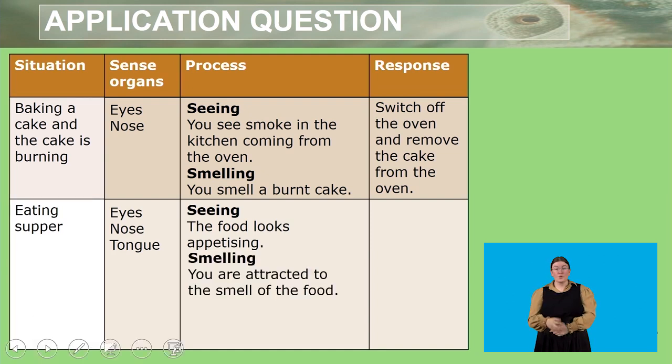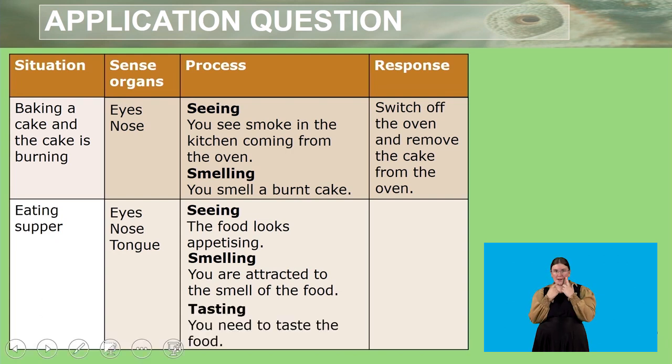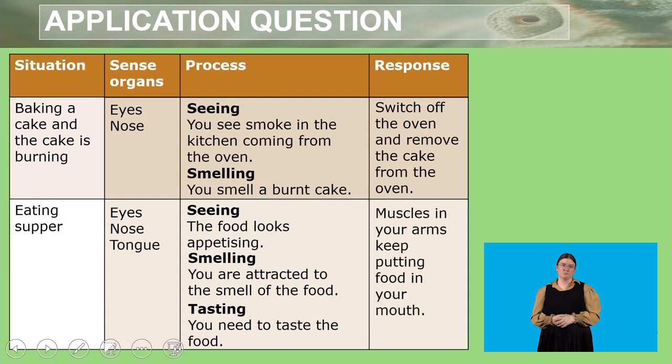Your nose will be attracted to the smell of the food. And then your tongue will be involved in the process of tasting. You will have to taste the food and determine if it tastes nice or not. And how will you respond to this situation? The muscles in your arms will keep on putting the food in your mouth. And that is obviously if the food tastes good.